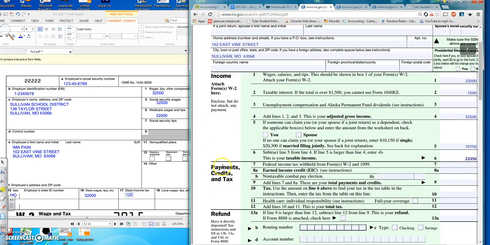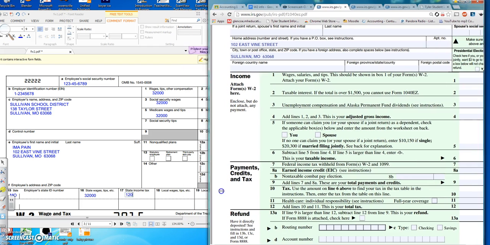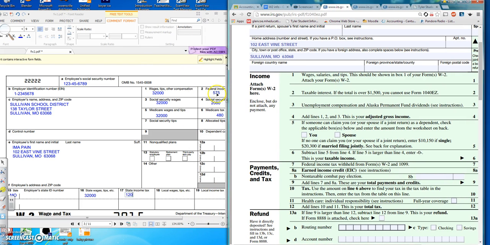At this point in time, we need to move to the second section, which is the payments and credits. The next line says federal income tax withheld from your W-2 and 1099. Well, if you're only looking at a W-2, then what we can do is look at these boxes over here, and the federal income tax withheld was $575.